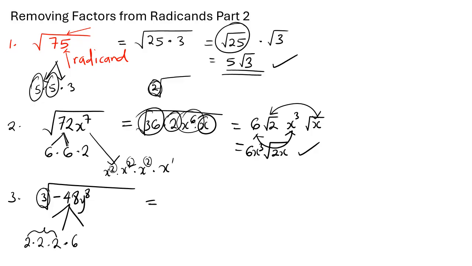And there's a negative here. This negative sign, what I can do is distribute it to each copy. I know that negative 2 times negative 2 is positive 4, and positive 4 times negative 2 is negative 8, and negative 8 times 6 is negative 48.